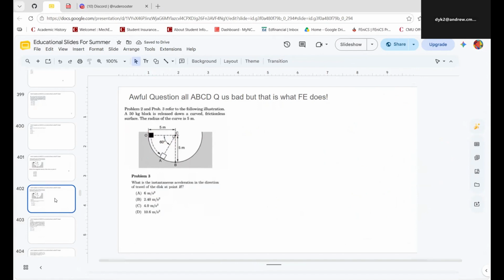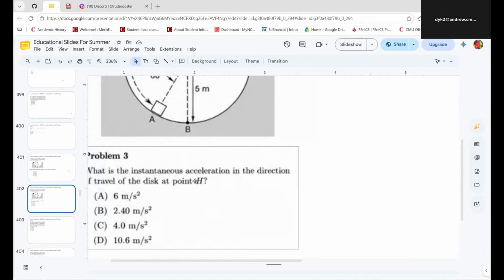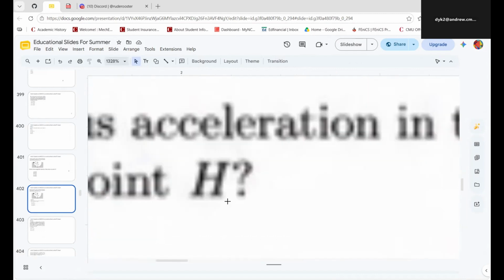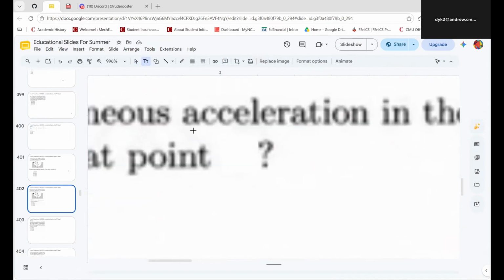So next is this question, number 3. What's the instantaneous acceleration in the direction of the traveling of the disk at point H? There's no H. Let me look at the original question. It meant B. It meant B, sorry. And B is this one. So let me just change. Yeah, as you can see, there's a lot of mistakes on this one. I don't know what happened. There's just a plethora of mistakes.